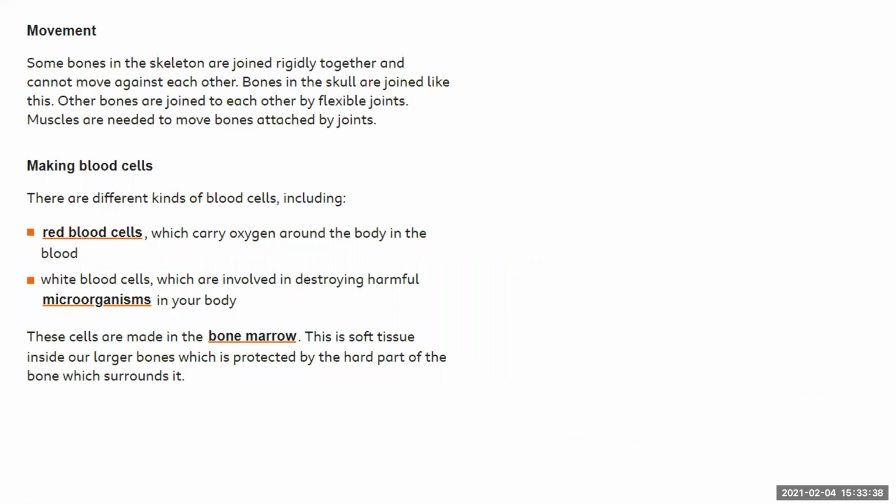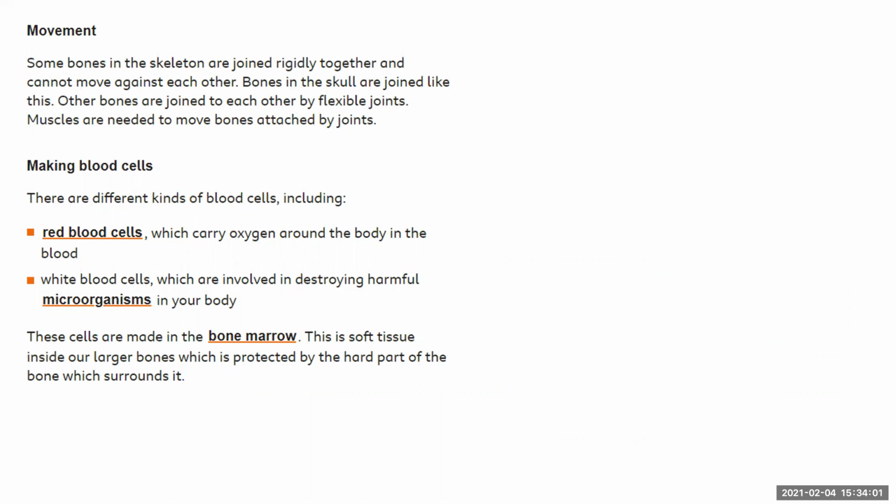Bones are also very important for movement. Some bones in the skeleton are joined rigidly together and cannot move against each other, for example, bones in the skull. However, other bones are joined with a flexible joint. Muscles are needed to move the bones attached by joints.